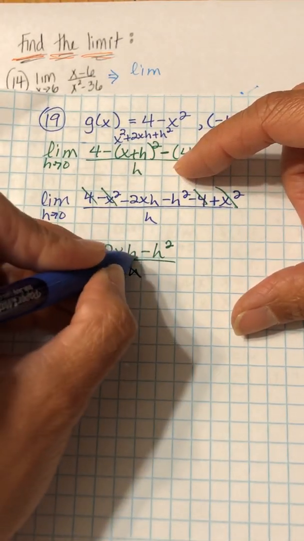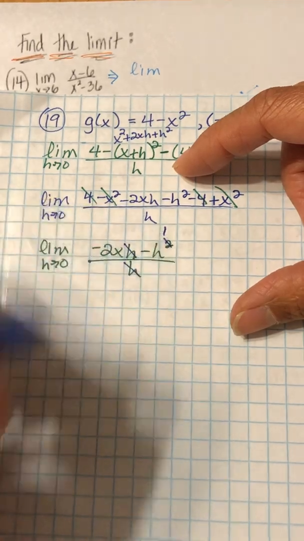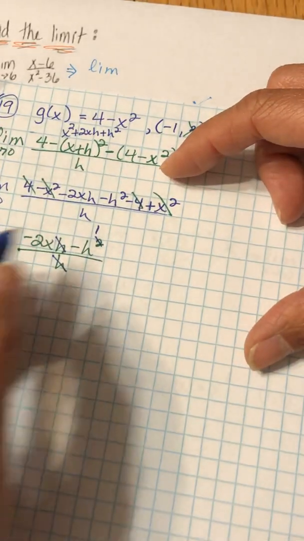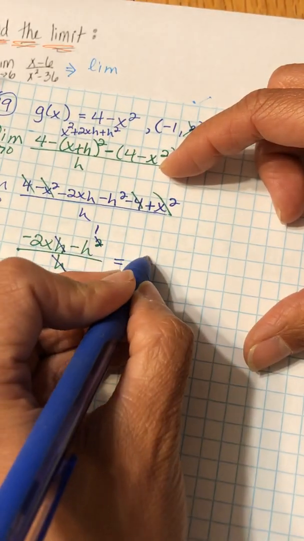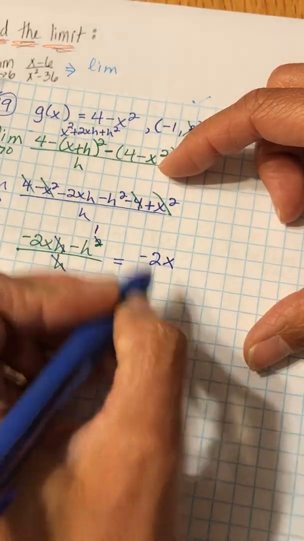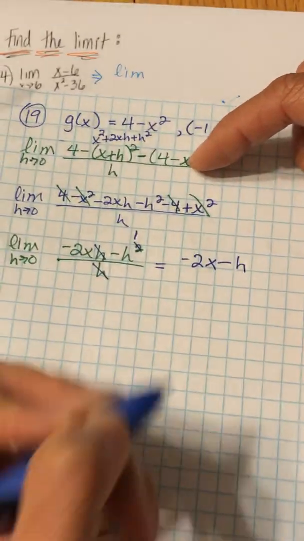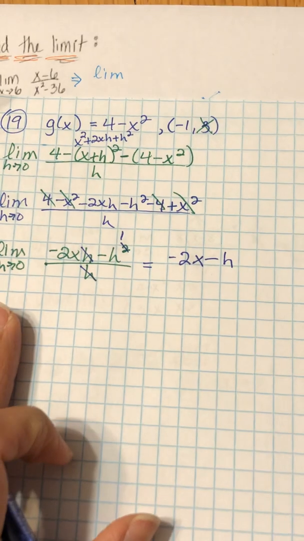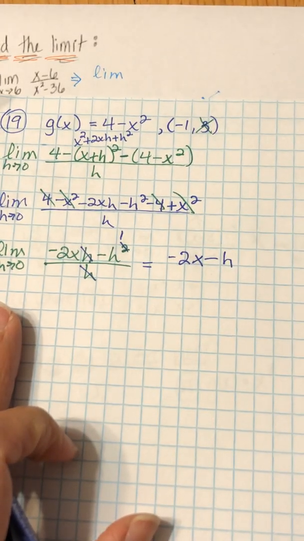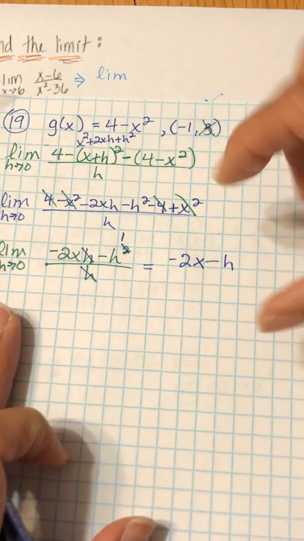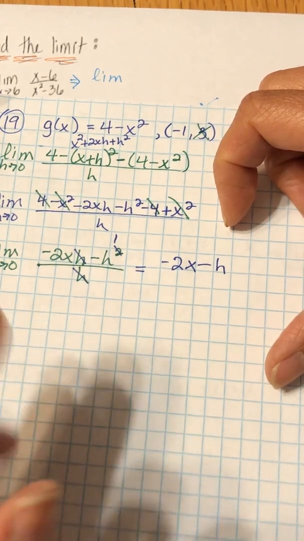So this h cancels with this and one of these. So now we're down to negative 2x minus an h to the first all over 1. So I don't need to put the over 1 part. Okay, give me a second. I'm almost done, okay? All right, so now we could plug in some things.